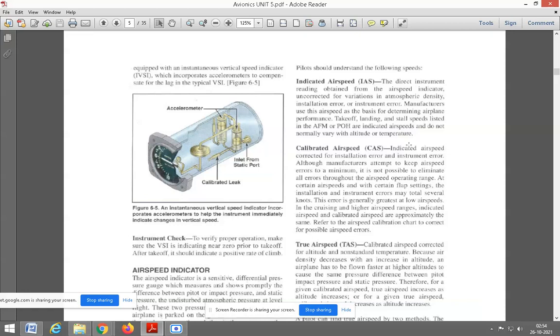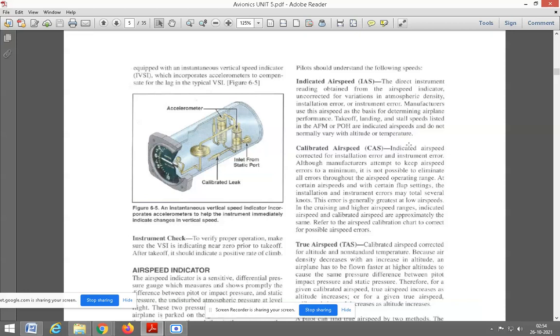Okay, so if temperature and altitude change, there will be no change in the value of this indicated airspeed. Similarly, the manufacturer will take this airspeed as a parameter while they are designing the airplane. Okay, because it is going to act as one of the parameters for determining the airplane performance.